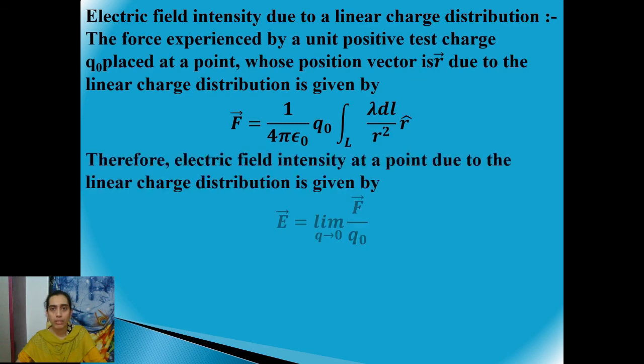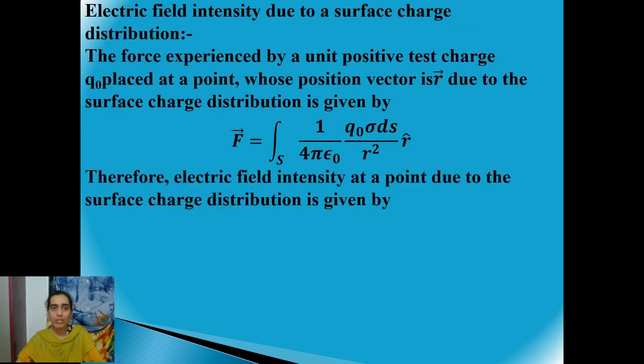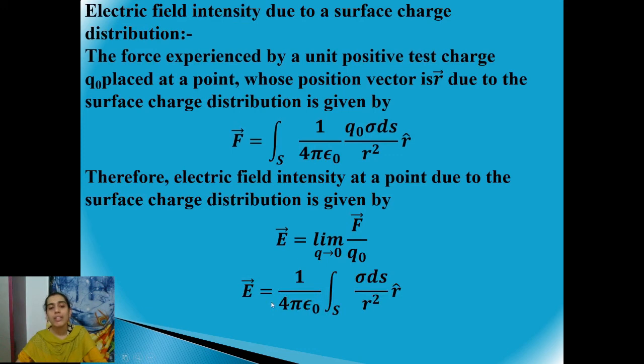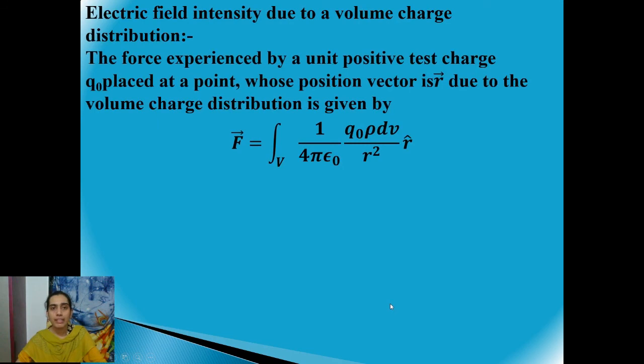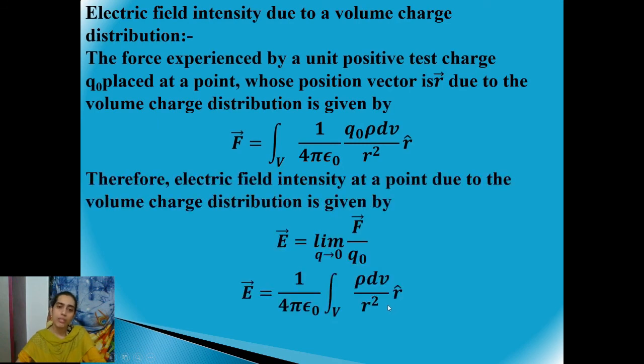Due to linear charge distribution, vector E is equal to 1 over 4 pi epsilon naught line integral of lambda into dl divided by r square into r cap. Similarly, electric field intensity due to surface charge distribution is vector E is equal to 1 over 4 pi epsilon naught surface integral of sigma into dS over r square into r cap. And electric field intensity due to a volume charge distribution is vector E is equal to 1 over 4 pi epsilon naught volume integral of rho into dV divided by r square into r cap.